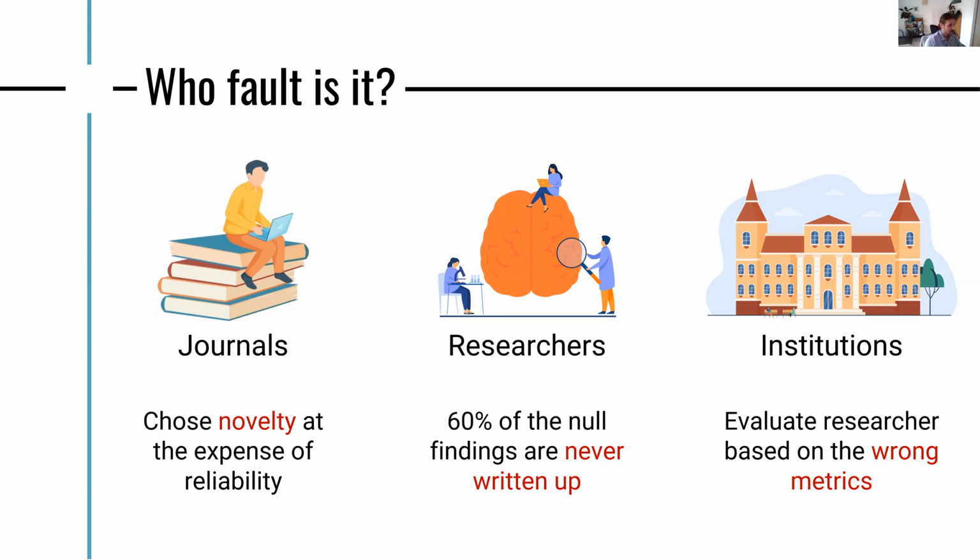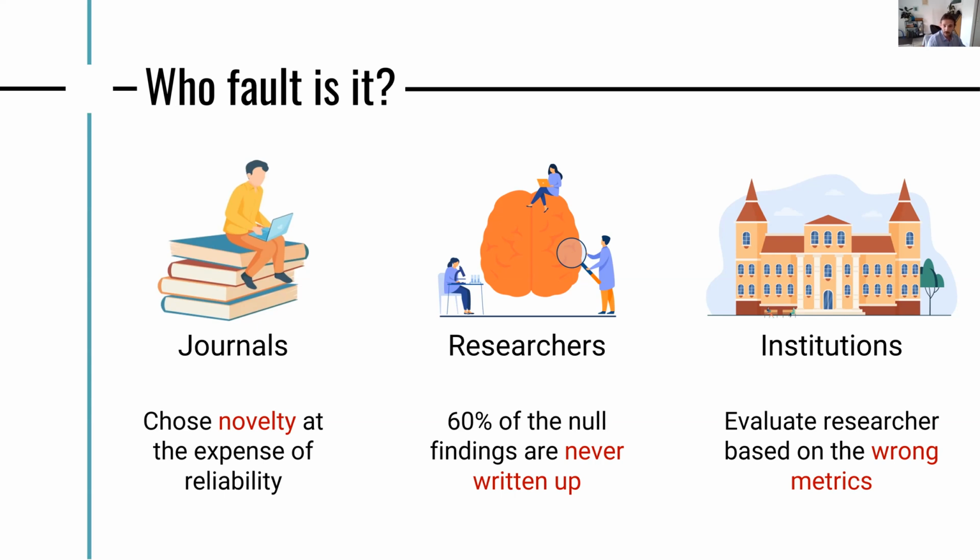So for example, we have journals which until now have chosen, not all, but most of them have chosen novelty at the expense of reliability. And in turn, we have had researchers who have been focusing, for example, on positive findings rather than negative findings. And so we end up with this number: 60% of the null findings obtained in the laboratories are never written up. And we have also had institutions, universities, funding agencies, which have been evaluating researchers on the wrong metrics. They've been evaluating researchers on the impact factor, for example, of the journals where those researchers have been published, on the amount of articles published, and so on. So it's an entire ecosystem, and it's an entire loop that we need to change.